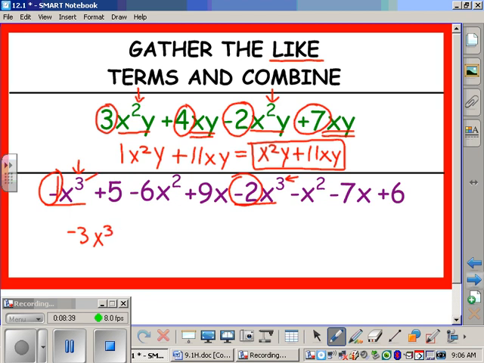And often what I do is I will cross out the terms after I've combined them so that I can see exactly what I have left. The next terms we'd want to focus on are the ones with the exponent of 2. Again, in this second one, we need to put a negative 1, and we're going to add a negative 6 and a negative 1 together, which would be negative 7, but we keep our variable and exponent the same.